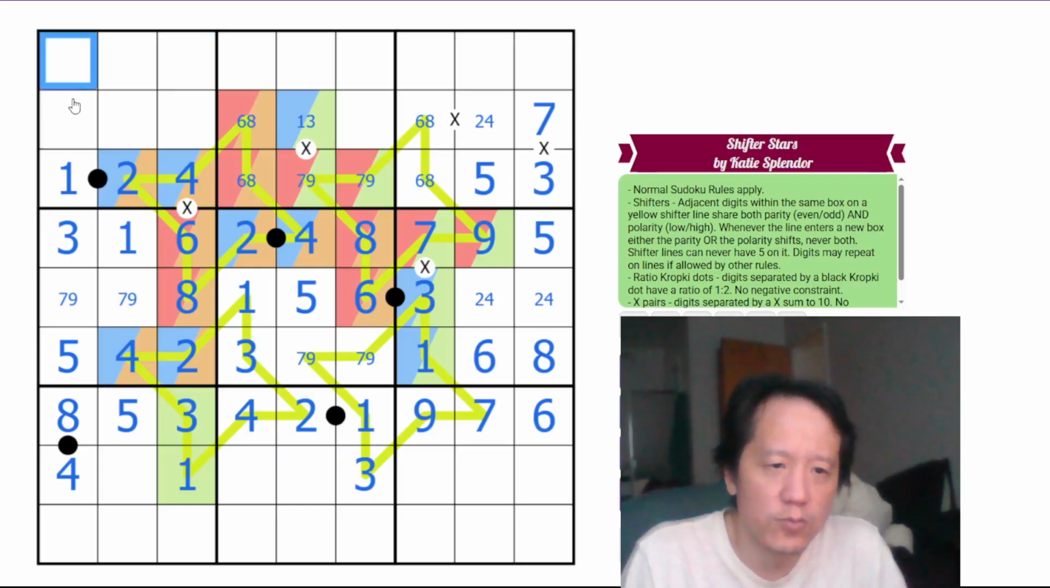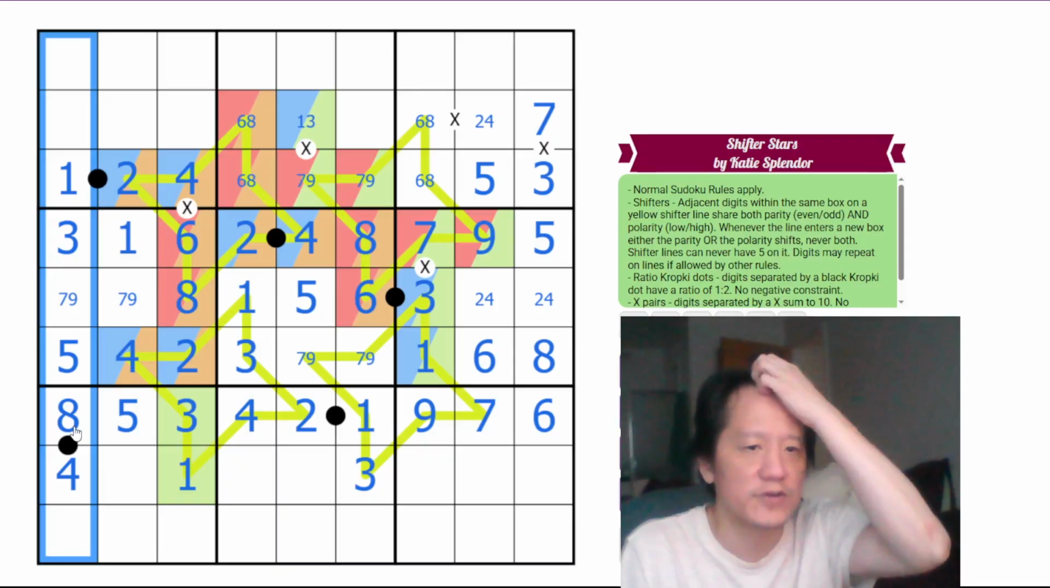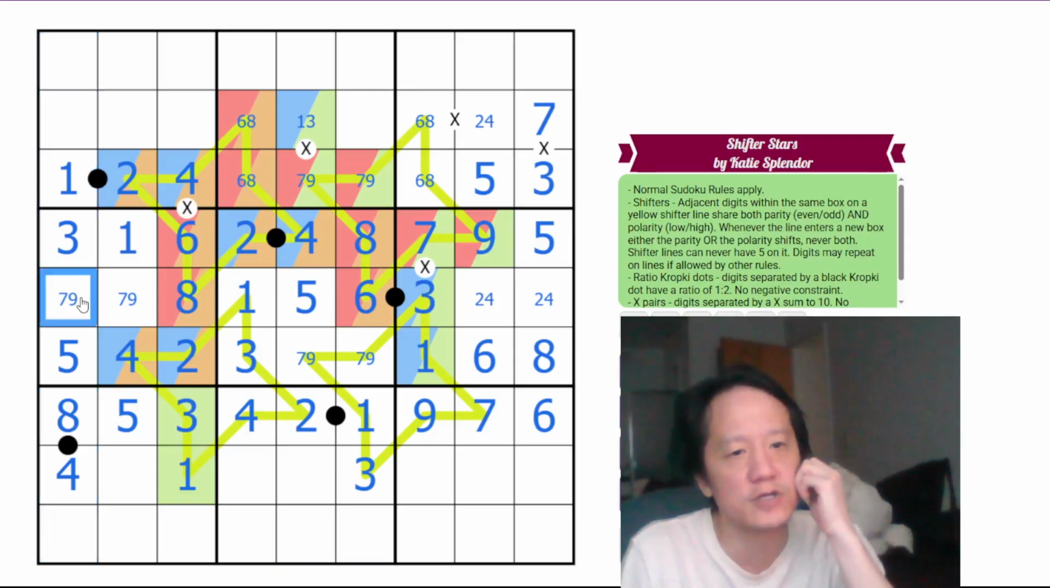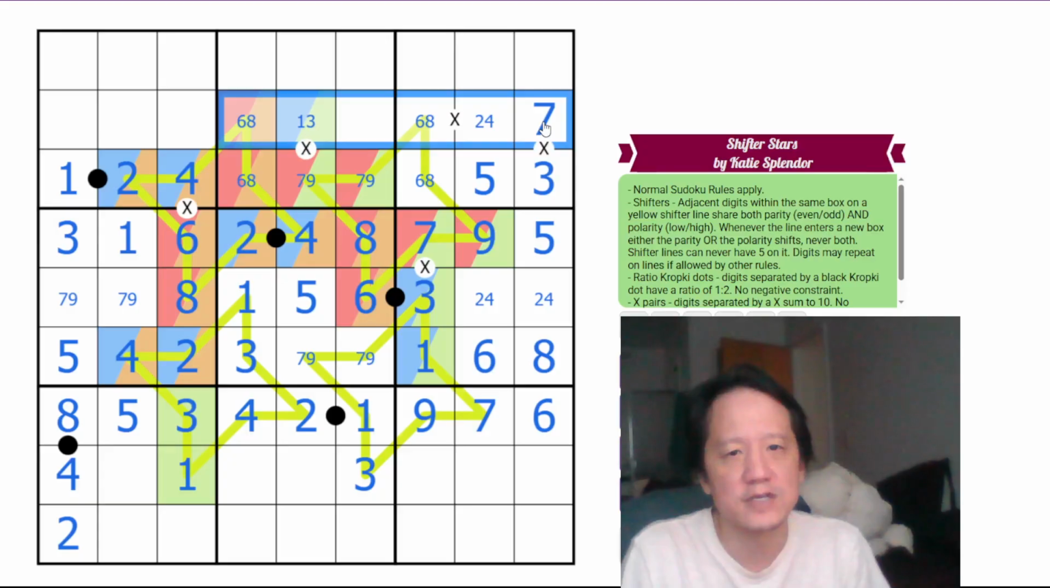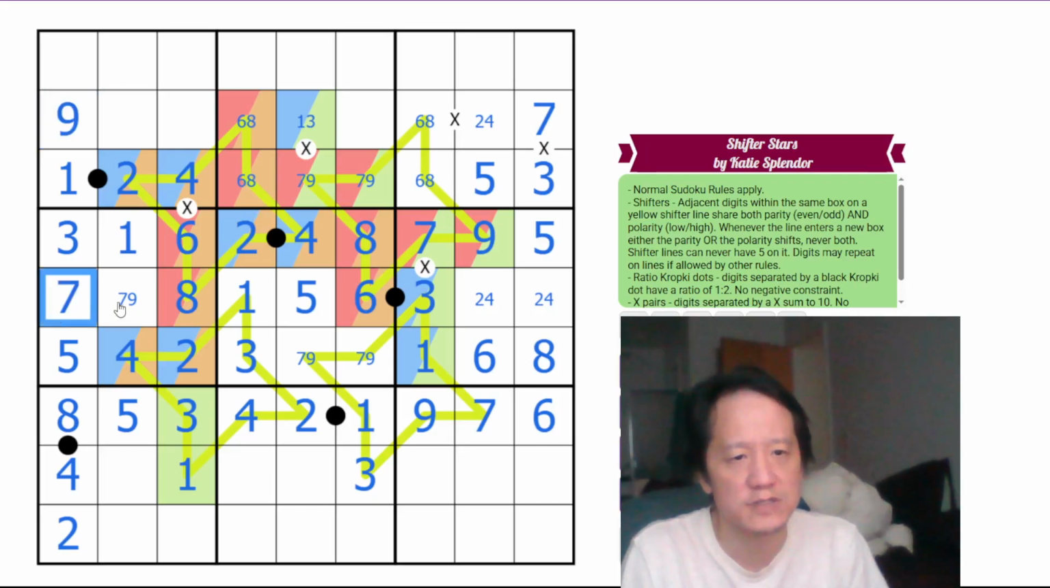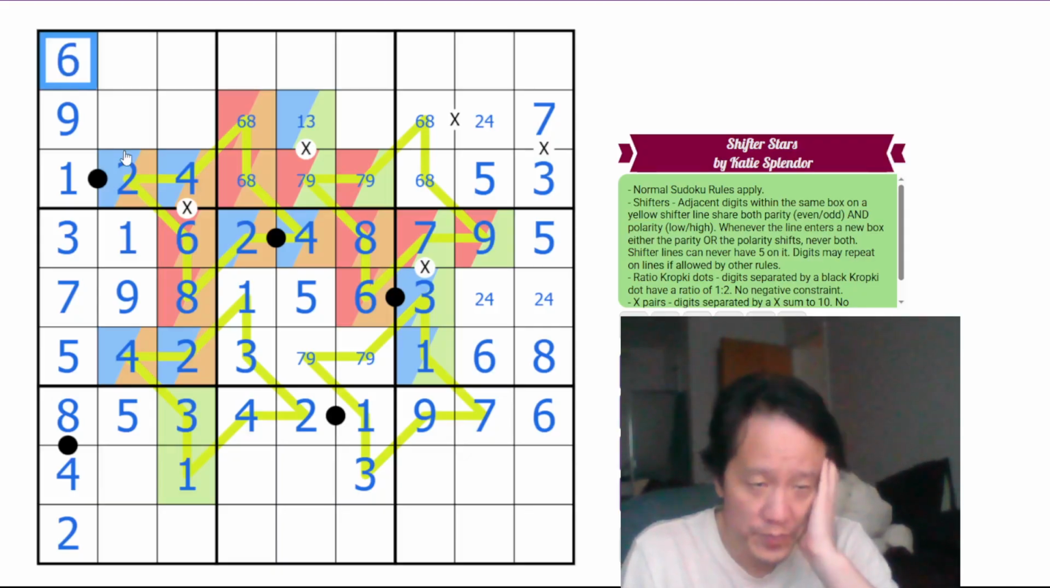Column 1, we have remaining digits are 2, 6, 7, 9. But 2 cannot be here, 2 cannot be here, 2 has to be here. Therefore, this is 6, 7, and 9. But because of the 6, 8 pair in the row and the 7 in the row, this can't be 6 or 7. So this is 9, which makes this 7, which makes that 9. That leaves 6 remaining here.